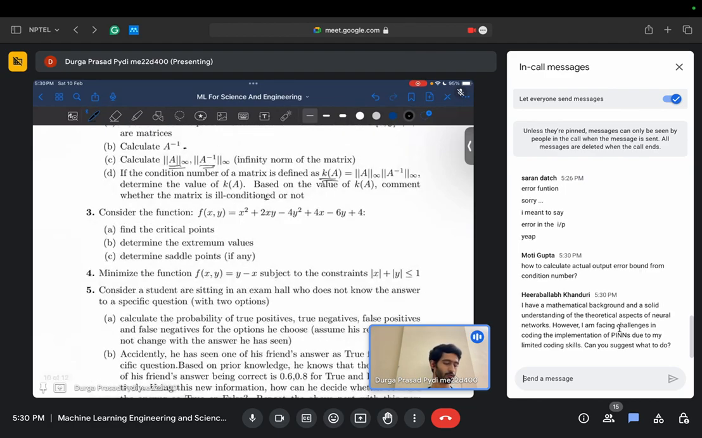Okay, this is a very straightforward problem. We have some function f of x, y. So what are the critical points? This should be straightforward. Okay, I have a method.